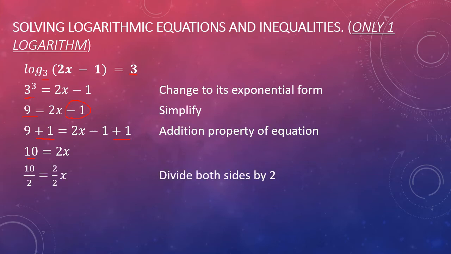And then we divide both sides by 2. So we have 10 divided by 2 and 2 divided by 2. Therefore, the answer is 5 equals x, or we can switch that, x equals 5. So if we substitute 5 here, it will satisfy the equation. If we substitute 5 here, or even here, it will satisfy the equation. Next.